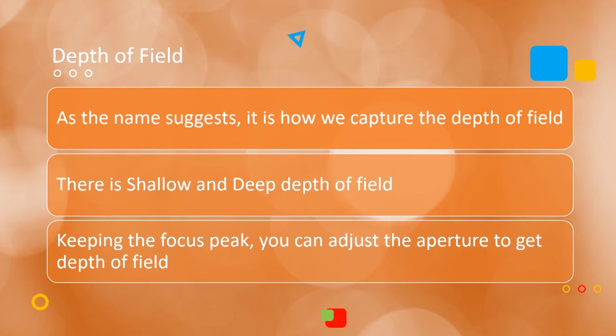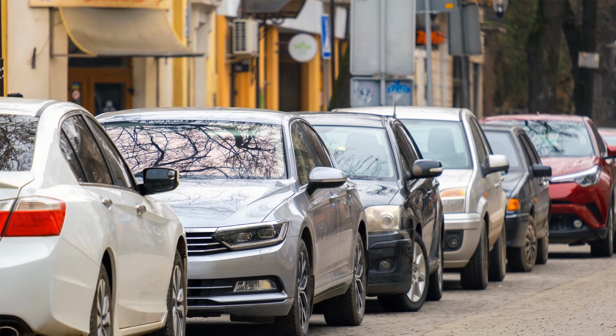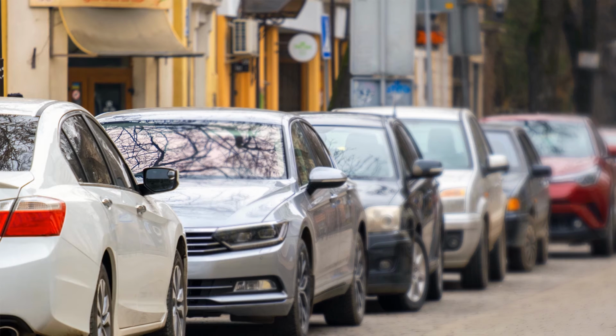Let's take an example to understand it better. Here you see many cars parked, and currently they are all in focus with a little blur in the rear side cars. Now only the first white car is in focus and the rest of the cars are blurred out, giving us a shallow depth of field. Meaning we have narrowed the depth of field by limiting the focus to a particular area and making the rest blurred out.